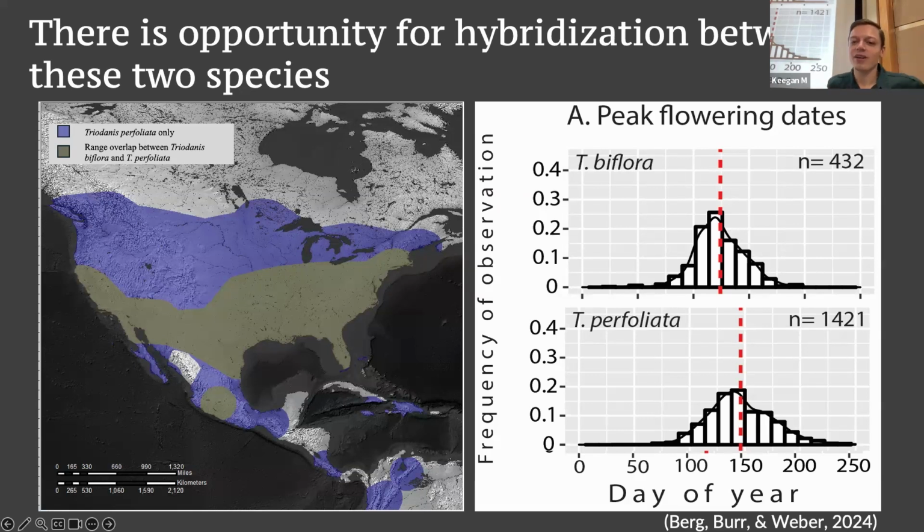These two species overlap greatly in their ranges, and the range overlap is indicated by the muted yellow color there, whereas the range where only Triodanis perfoliata is found is in the blue. And so also when they co-occur, we know that they tend to co-flower, which we have also observed in the field. And this study by Colette, Berg, Burr, and Weber shows this overlap in flowering time. So based on this, there's plenty of opportunity for hybrid zone formation, both spatially and temporally.